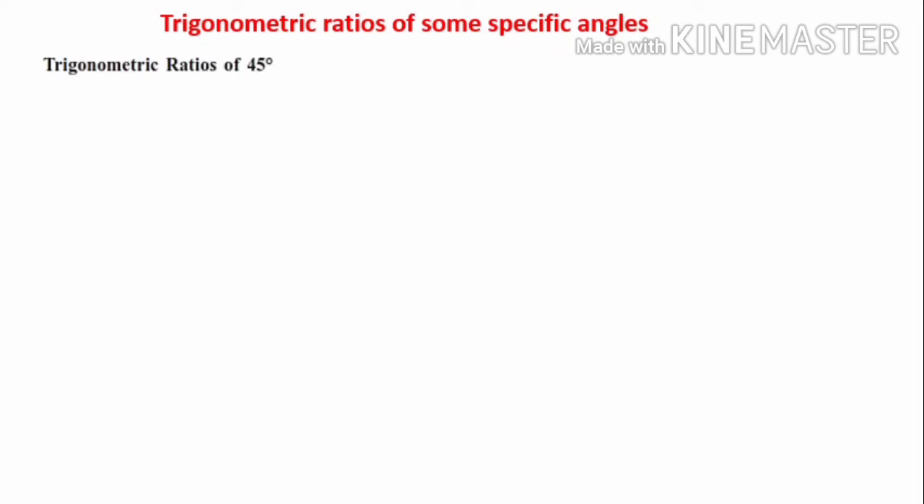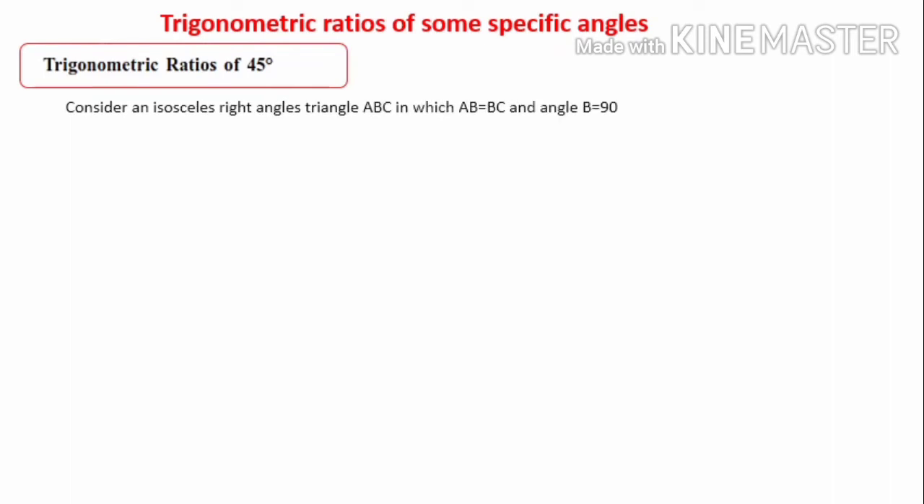Next, we shall discuss the trigonometric ratios of some specific angles. Here, first of all, we will try to find the trigonometric ratios of 45 degree. First of all, consider an isosceles right angle triangle ABC in which AB equal to BC and angle B equal to 90 degree. There is a right angle triangle ABC, and it is an isosceles right triangle. Isosceles triangle means two sides are equal. Here it is mentioned AB and BC are equal.